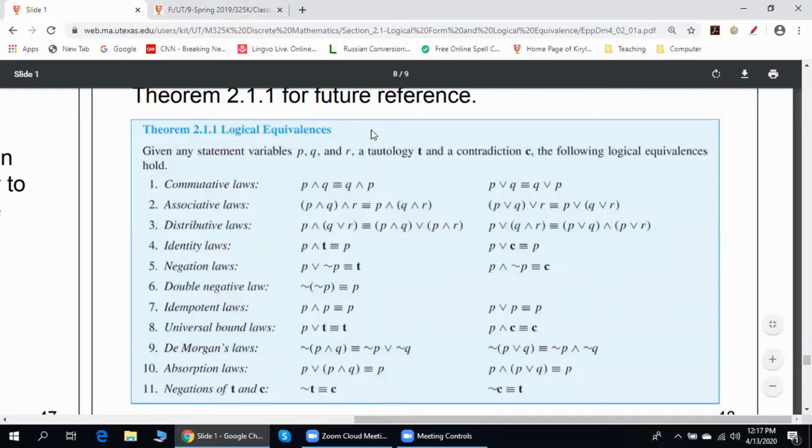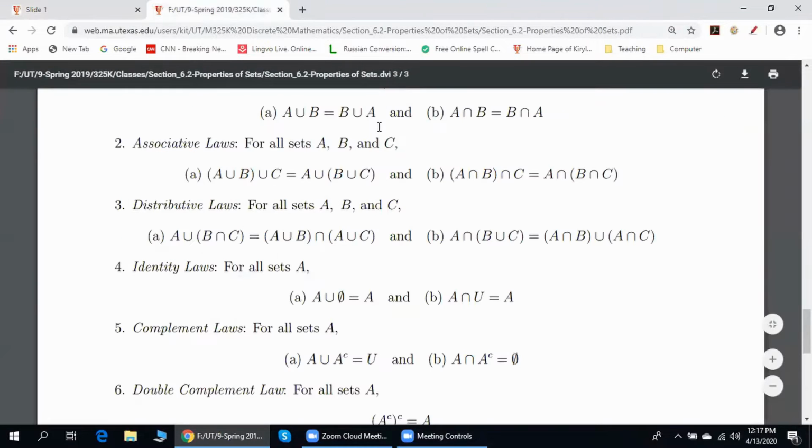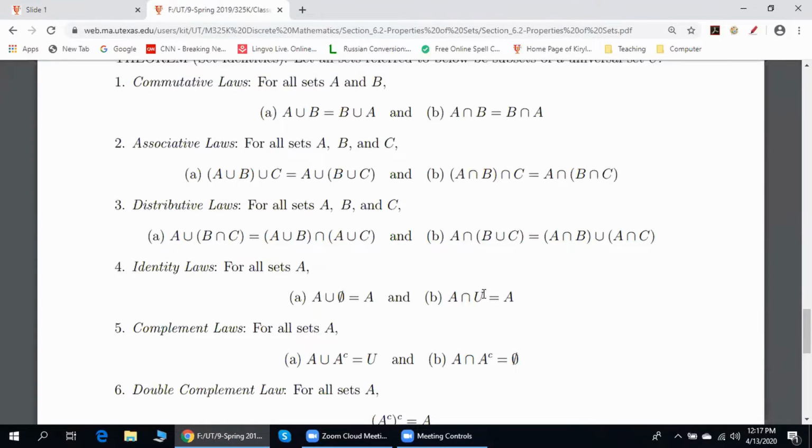Going back to logical equivalences, identity laws are, if we consider P and tautology, we get P. If we start with P or contradiction, we get P again. In set identities, if we consider A union the empty set, we get A. If we start with A intersection the universal set, we get A.